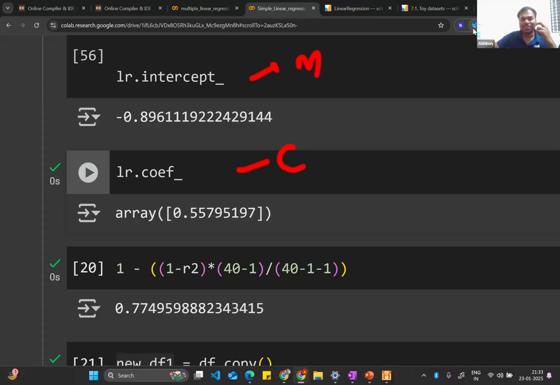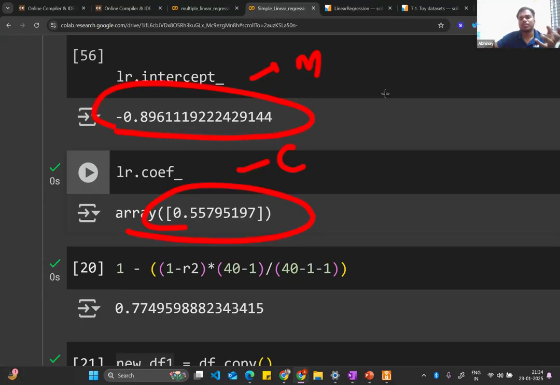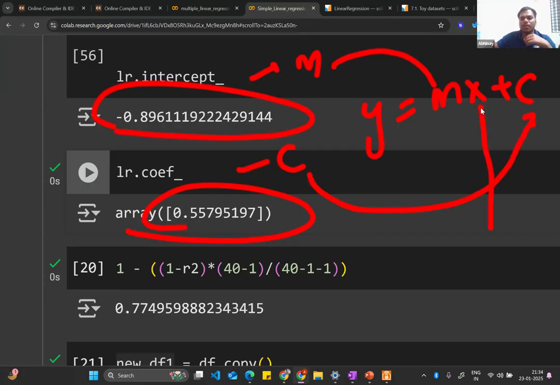Okay. So once you get these two points, right? Just use your y is equal to mx plus c. Put this value over here, put this value over here. If you have the unknown data set, put the value over here, you will get the y value, right? So the complete mathematical concept you can see, right?